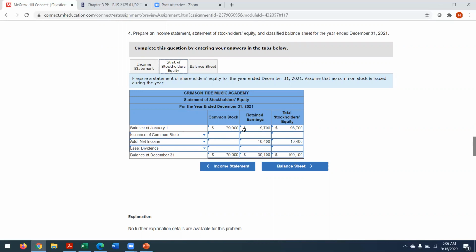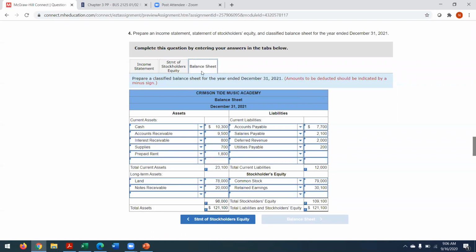And the reason the common stock balance is up here is because they didn't add any purchases to common stock during the period. The retained earnings balance is up here. We know you add net income, you subtract dividends. I did not see any dividends in our adjusted trial balance, but we will add our net income from our income statement to come up with our total stockholders' equity.